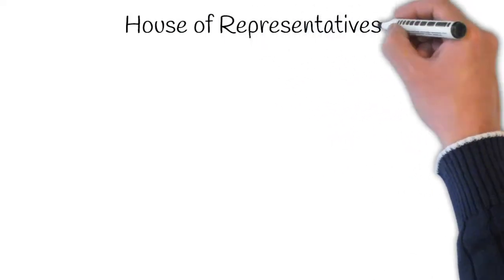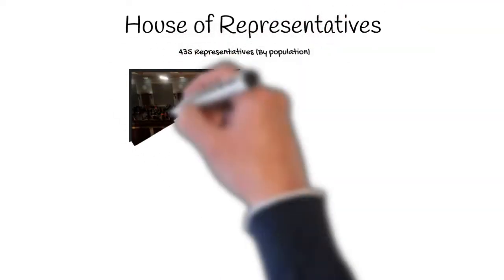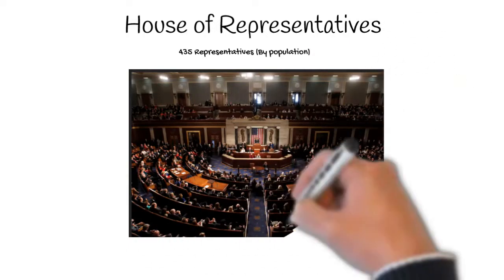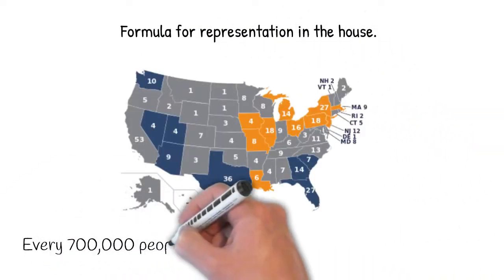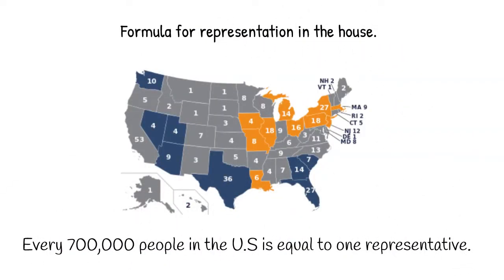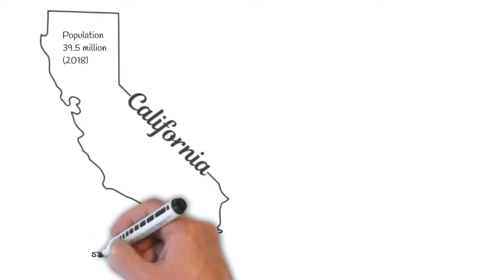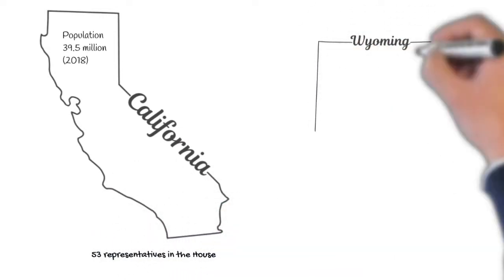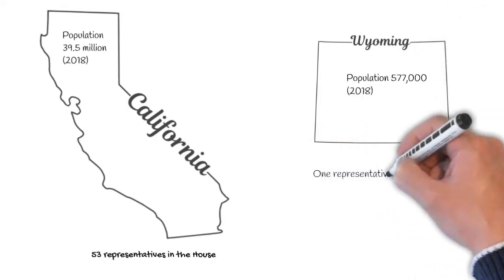The first chamber of Congress is the House of Representatives, which has representatives from every state in the United States. Each state has a different number of representatives because it's based on the population of a state. For around every 700,000 people, there will be one representative. For example, California has a population of 39.5 million people in 2018. Therefore, they have 53 representatives in their state. But the state of Wyoming has a population of 577,000 people in 2018. Therefore, they only have one representative.